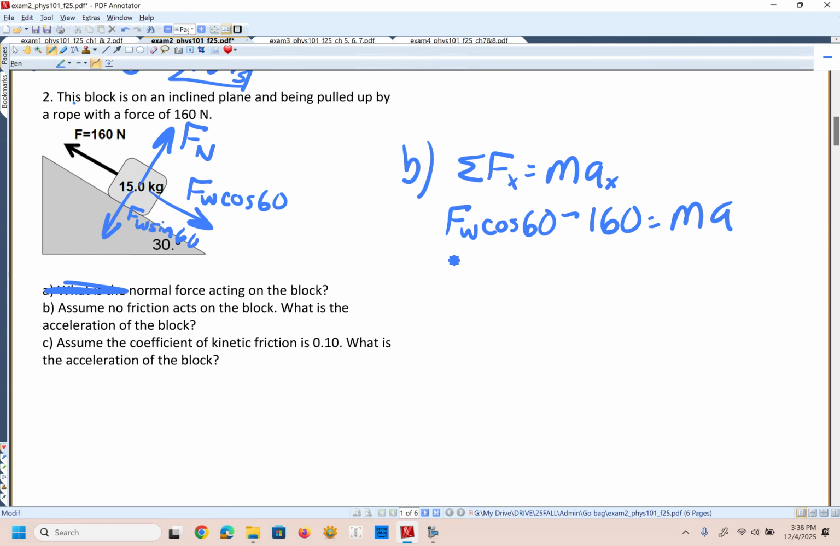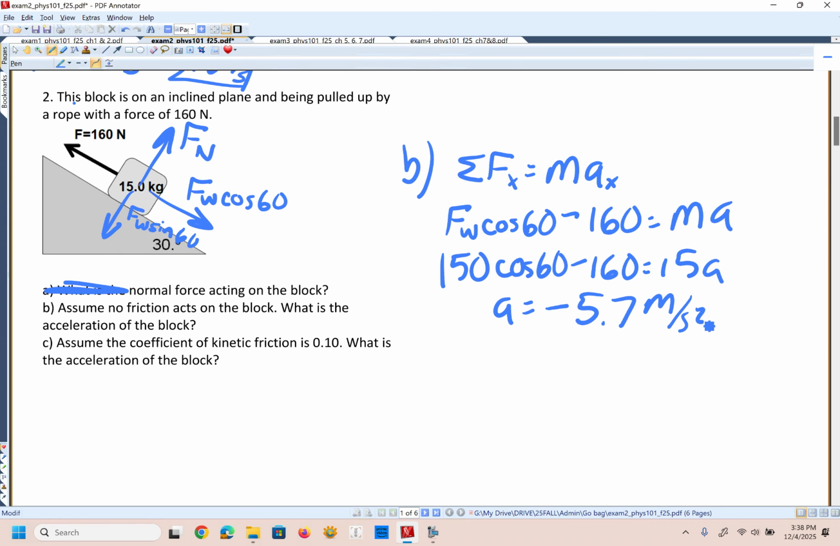The weight is 15 times 10, or 150. If I solve that for A, I get 150 cosine 60 minus 160 divided by 15. I get minus 5.7. I would take positive as long as you tell me that it's up the inclined plane. So the magnitude and the direction are important there. And also recognize here that I'm taking to the left to be negative and to the right to be positive.